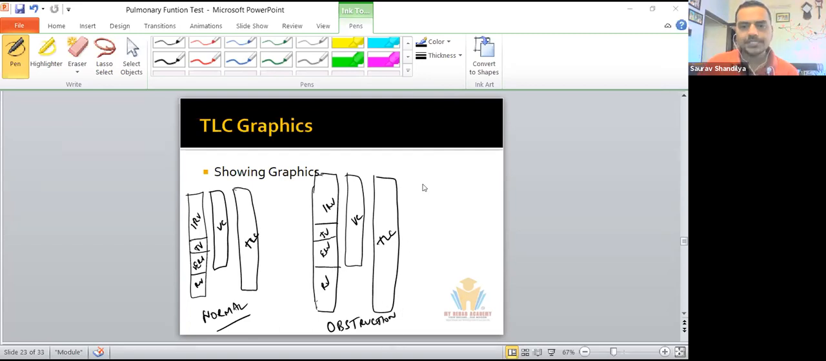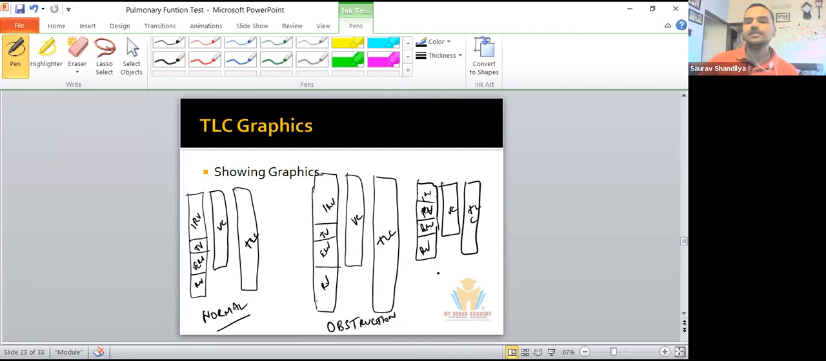Okay, now let us talk about restriction. In restriction, what happens? Inspiratory reserve volume, expiratory reserve volume, tidal volume, everything is reduced. Residual volume, everything is reduced. IRV, ERV, TV, and then of course RV. So everything is reduced. So overall vital capacity is reduced and overall total lung capacity also is reduced. So this is the story of restriction.